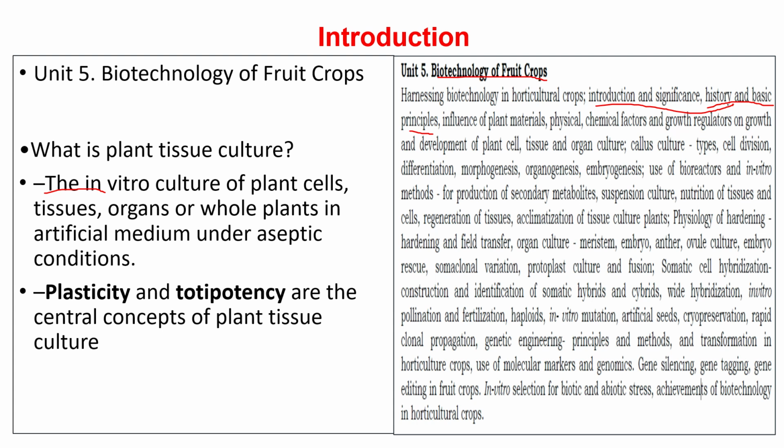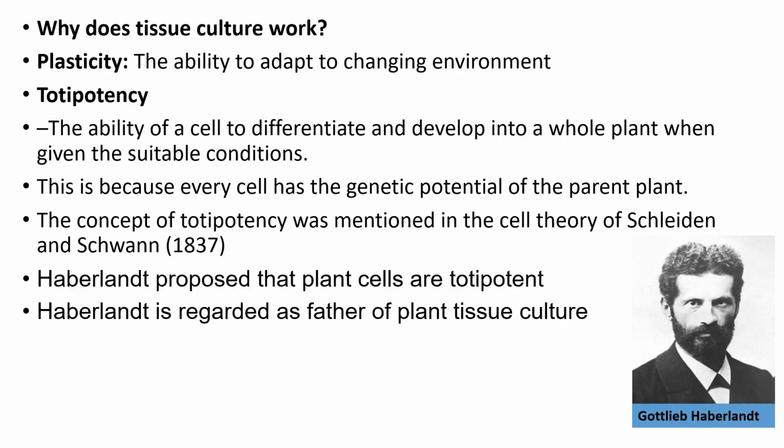And why is plant tissue culture possible? It is because of two central concepts, that is plasticity and totipotency. Because of this plasticity and totipotency, plant tissue culture is possible. And what do plasticity and totipotency mean? So plasticity means the ability to adapt to a changing environment.